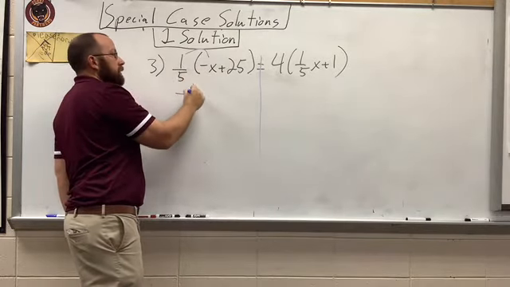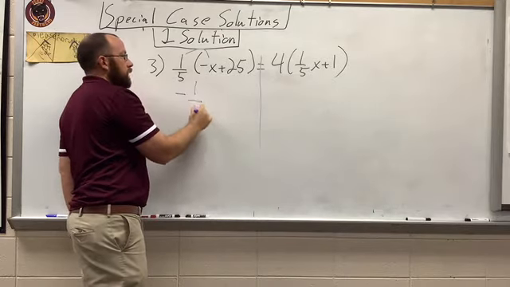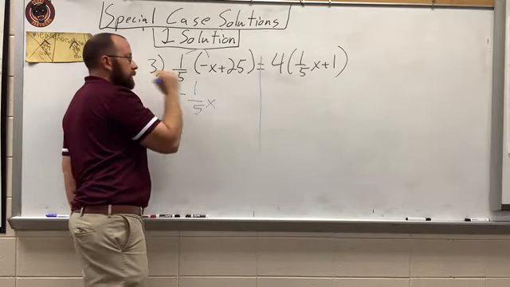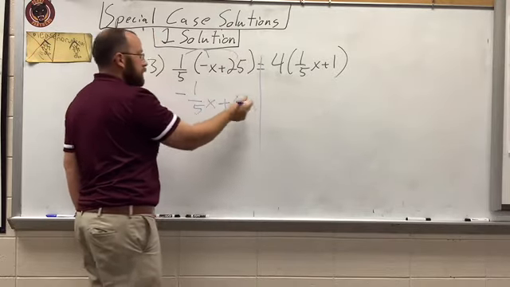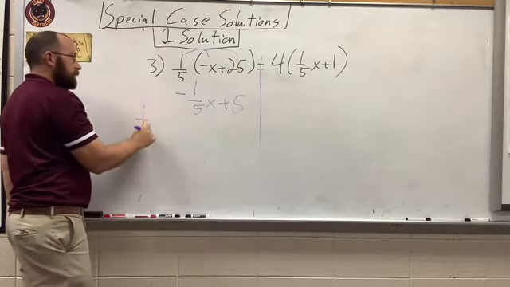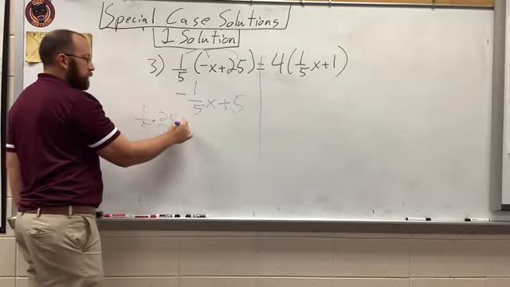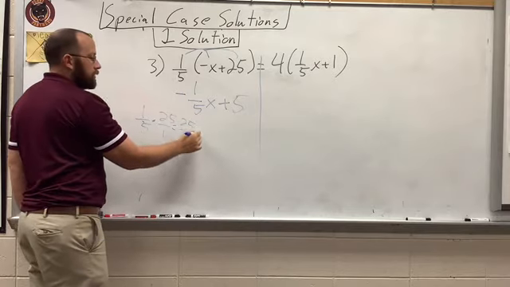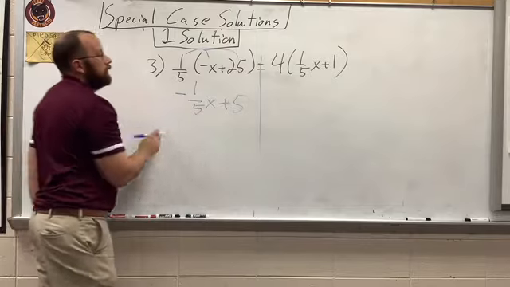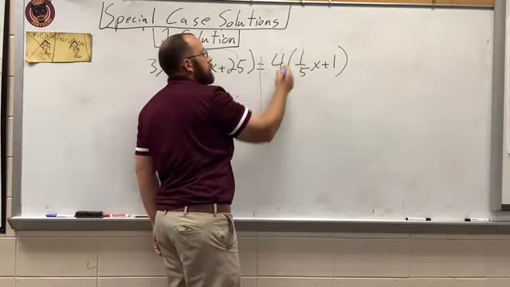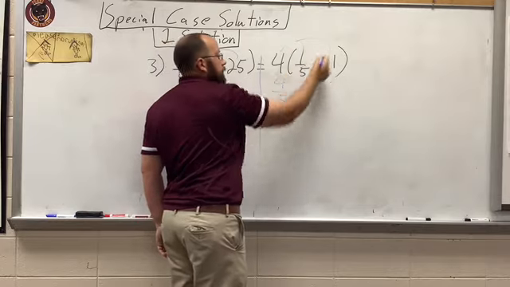So that gives me negative 1 is x. Distributed to that gives me plus 5. You need to know how that works. 1/5 times 25 over 1 gives me 25 over 5, which simplifies down to 5. Now we distribute here, and we get 4/5 x plus 4.